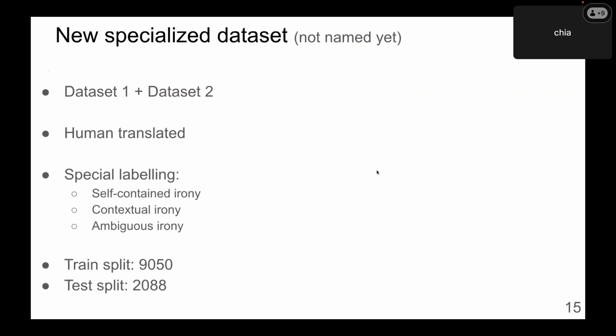After that, they are human translated. And we also label them into types of irony, which are the self-contained irony, the normal irony, the contextual irony, and lastly the ambiguous irony. There is a total of 9,050 training data and 2,088 test data.